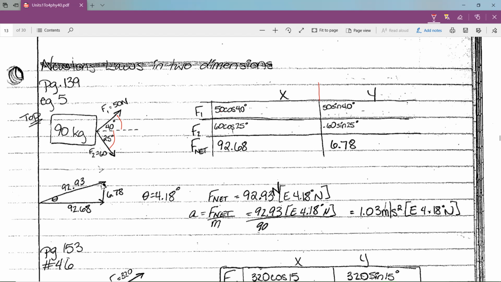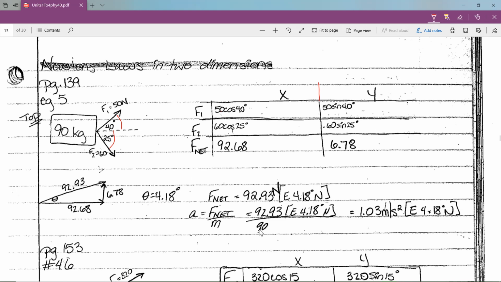So taking the Pythagorean theorem, 92.68 squared plus 6.78 squared, get the value, take the square root, 92.93. So my net force is 92.93 newtons east, 4.18 degrees north. Okay, so it's pretty close to just having that toboggan going straight across. Just a bit of a turn there, 4.18 degrees, a bit of a veering from straight horizontal.